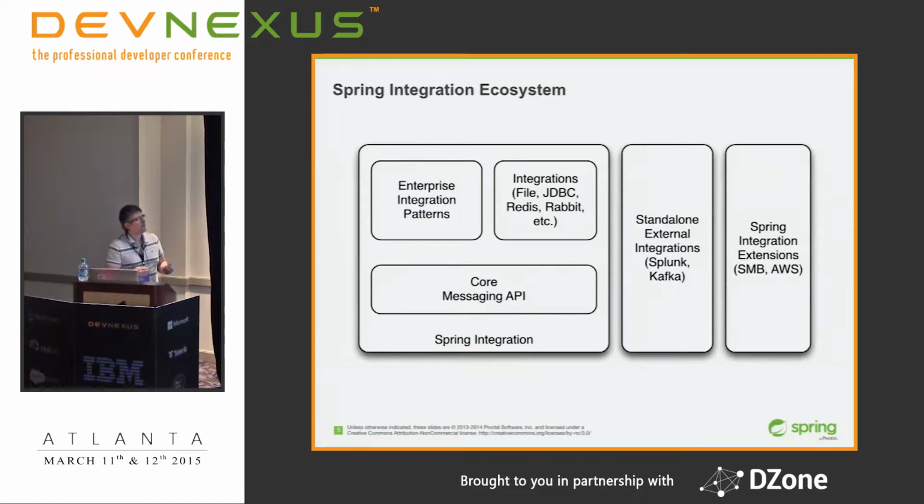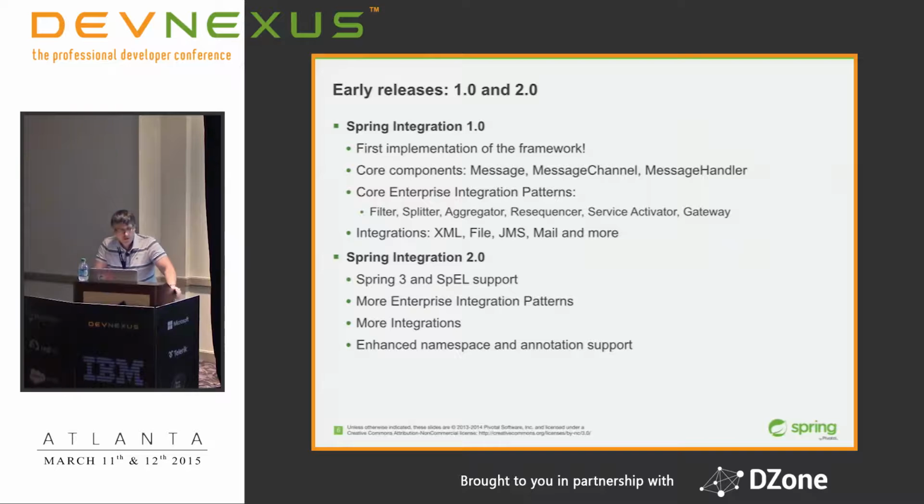So this is basically just to give you a little bit of context of what we're going to discuss next and where the changes actually take place. In terms of history of the framework, we're going to talk about releases 3 and 4. What versions of Spring Integration are you using?